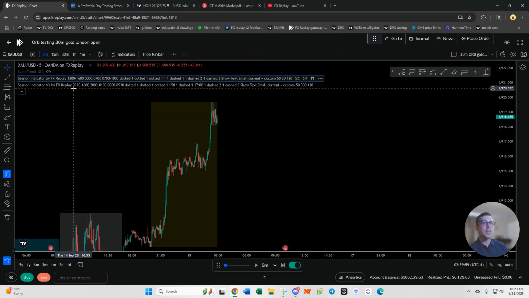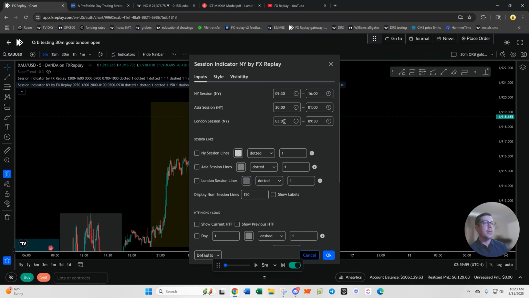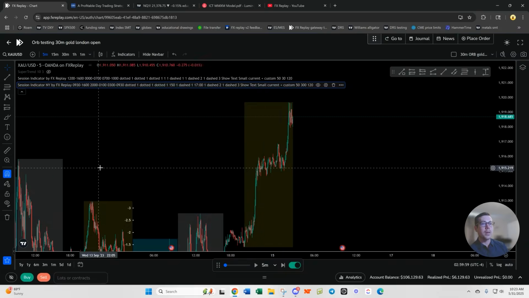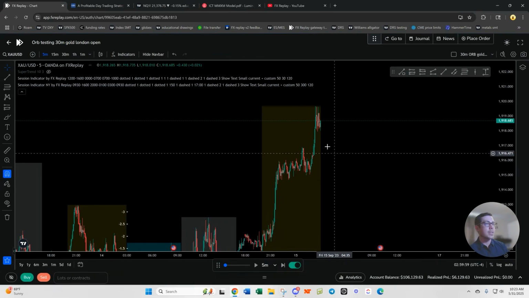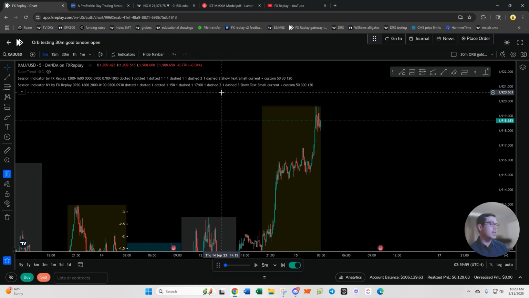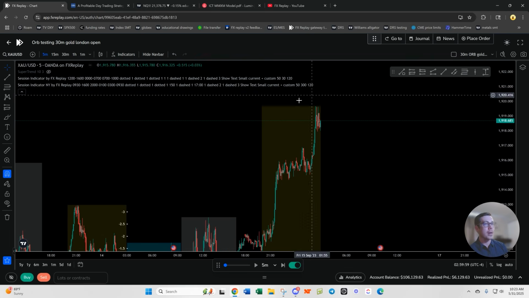And then this session indicator, New York, you can use for both New York and London session. How I have it is basically 3 a.m. to 9:30 is our London session, and then 9:30 to 4 p.m. is our New York session. And this gives me a really nice session indicator so that I can see the highs and lows for each of the sessions. Some people use slightly different times. They start maybe at 8 a.m. Eastern for the New York session, but I personally like to use the actual open at 9:30.